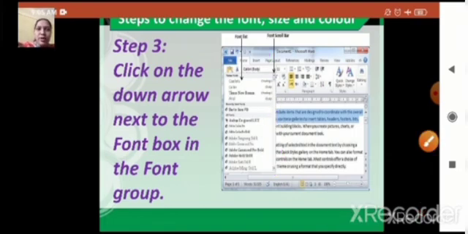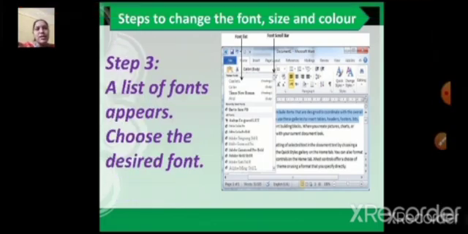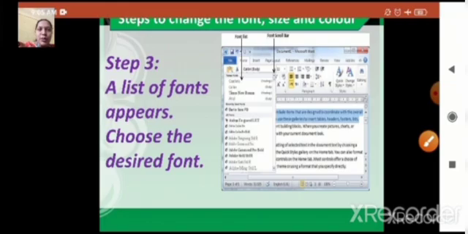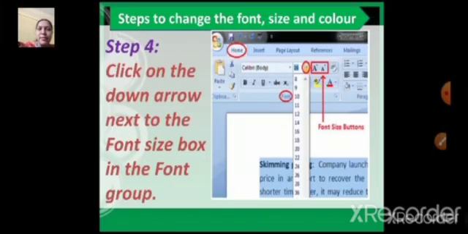Select the text, click on the drop down arrow of the font box. If you click on that you get a drop down list, so a list of fonts appears. Choose the desired font. After selecting the text you can click over there and select the desired font. When you select it, it will be applied to the selected text. So this is the way to apply a different font to your text in MS Word.